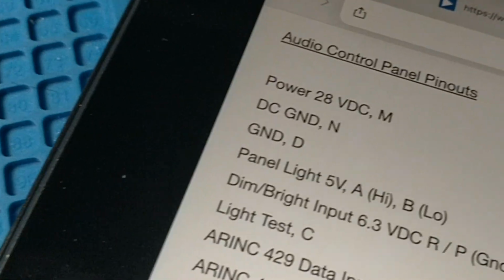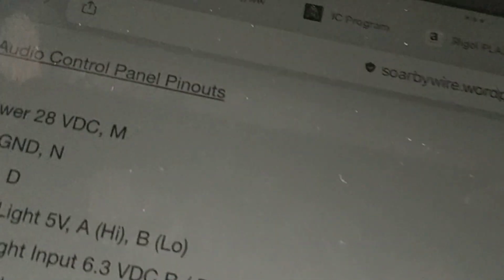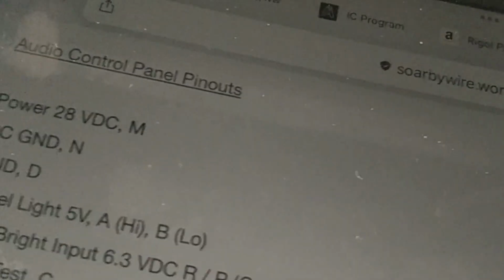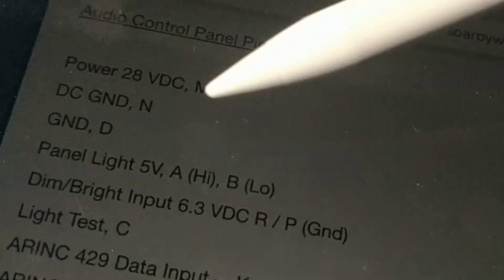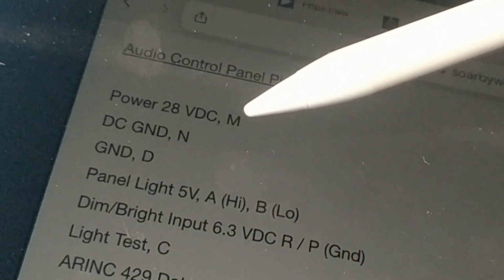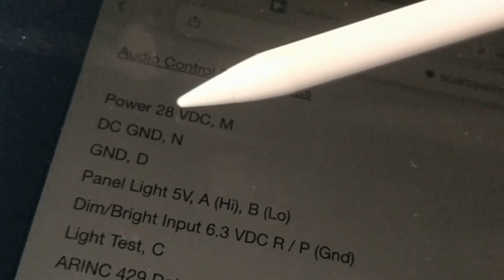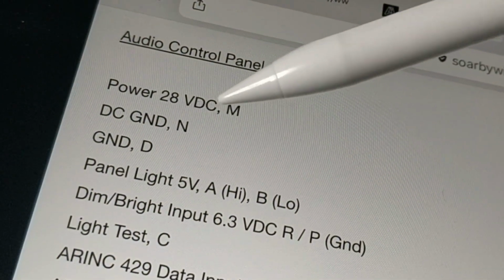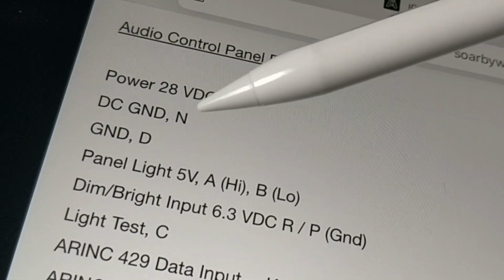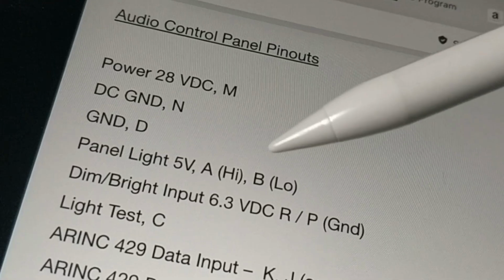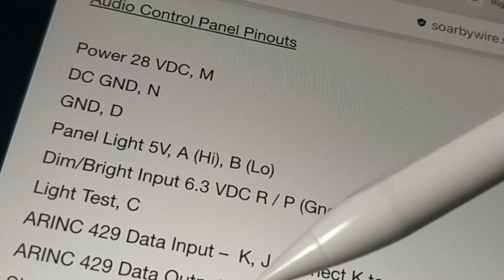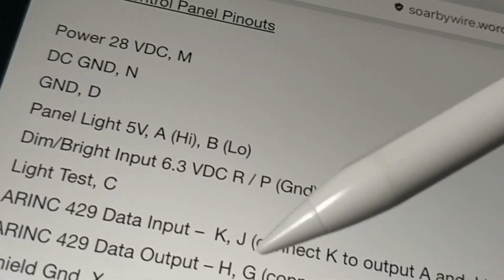The pinout for this panel can be easily found on this website. So once again we are using the power 28 volts and the ground: the power is on Mike pin, the ground is on November, and then the ARINC output on Hotel and Golf.